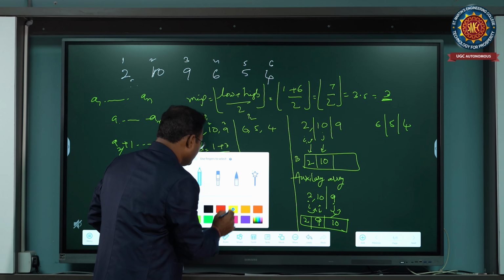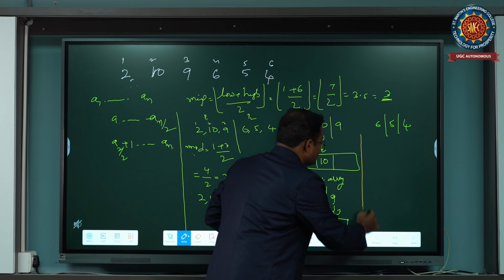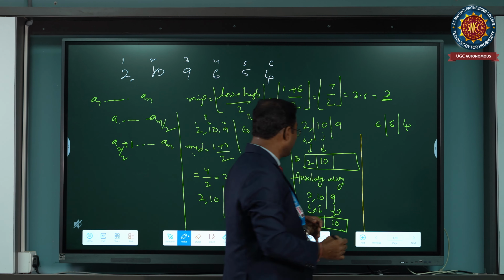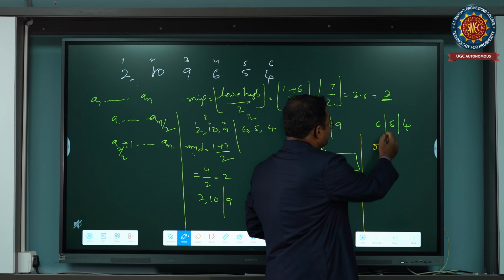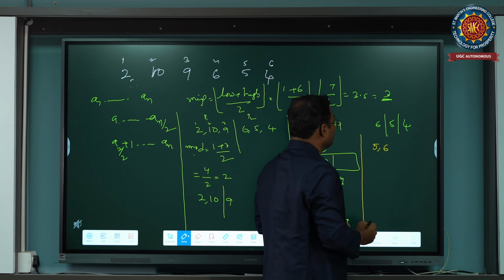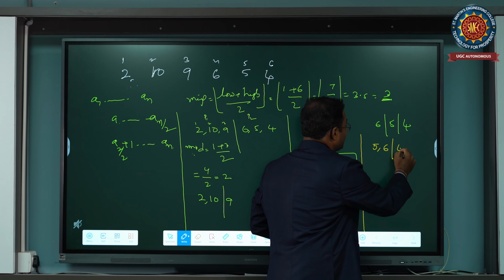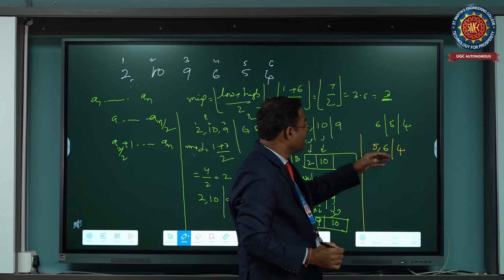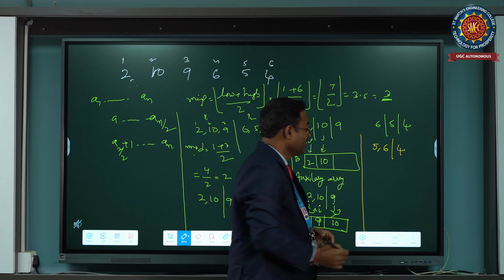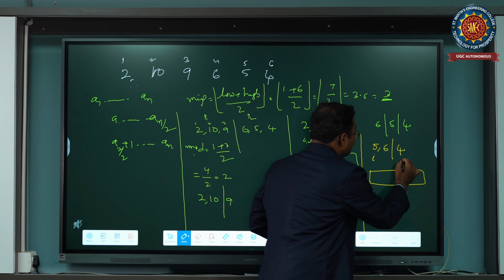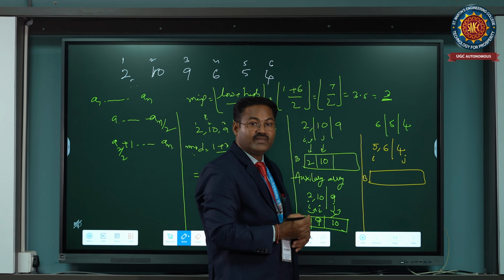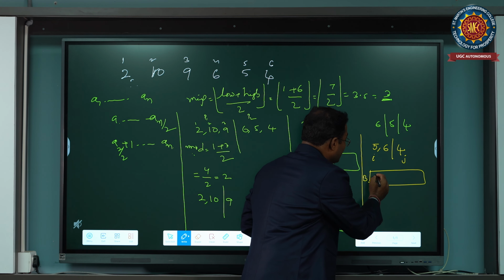Similarly, we do the same for sub-problem 2, that is 6, 5, 4. First 6, 5: which is the smaller one? 5 is the smaller one, right? Then 6 is the bigger one. Then 4. Now 5, 6 is one solution and 4 is one sub-problem. Again compare 5 and 4. Take auxiliary array B. Then i and j. Compare i with j. Which is the smaller value? j is the smaller value.